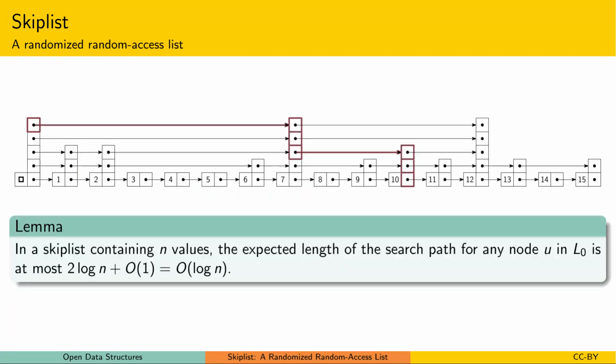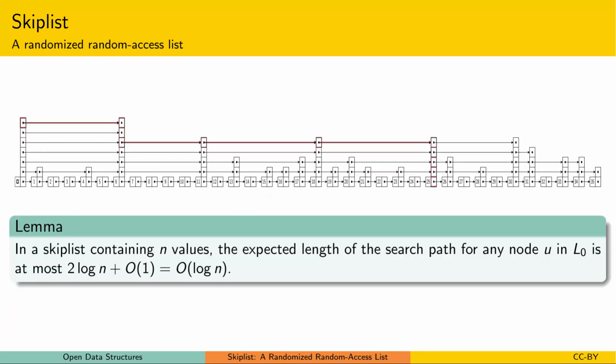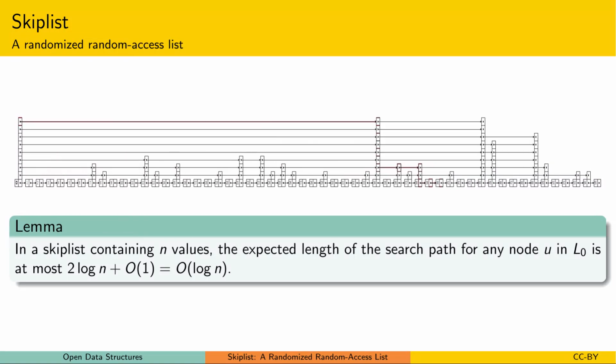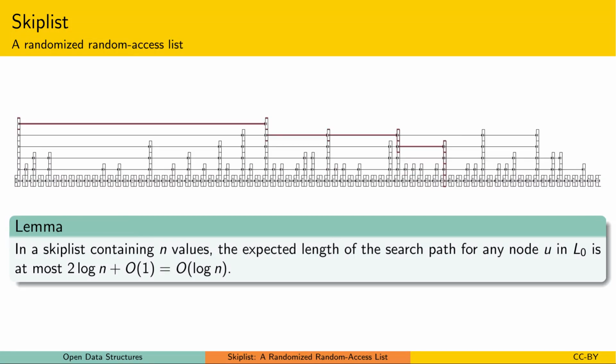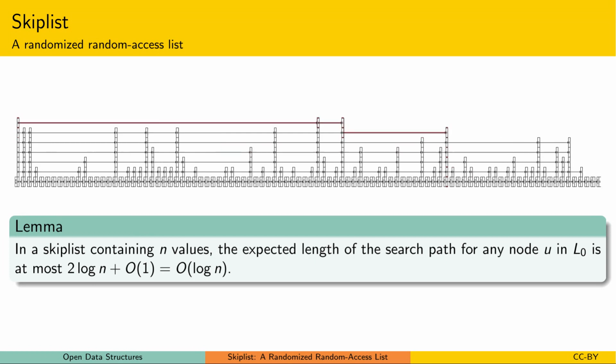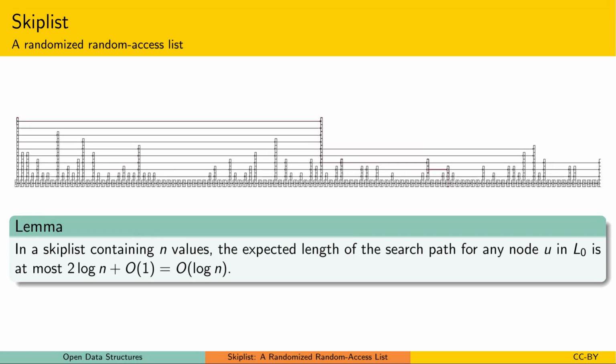We'll finish this lesson by looking at a sequence of larger and larger skip lists. The thing to notice here is that the height of these skip lists, as well as the length of the search path, grows very slowly as the list gets larger.